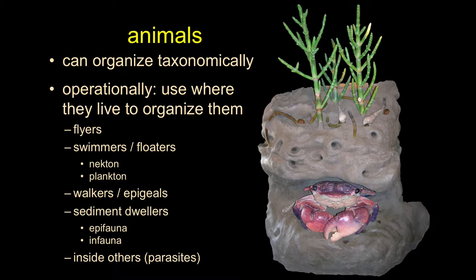The swimmers, so nekton would be our fish, things that can move where they want to, by and large, whenever they want to, versus plankton, which are critters that pretty much have most of their movement dictated by the flowing of the water. So these are small things, typically single-celled organisms. Then we have things that walk on the surface or live on the surface. So if they're an animal, we might call them a walker. If they're a plant, we call it epigeal, meaning live on the top of the soil.